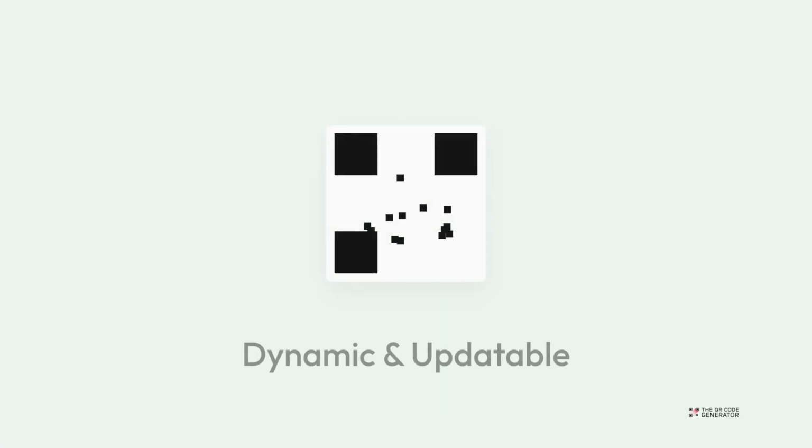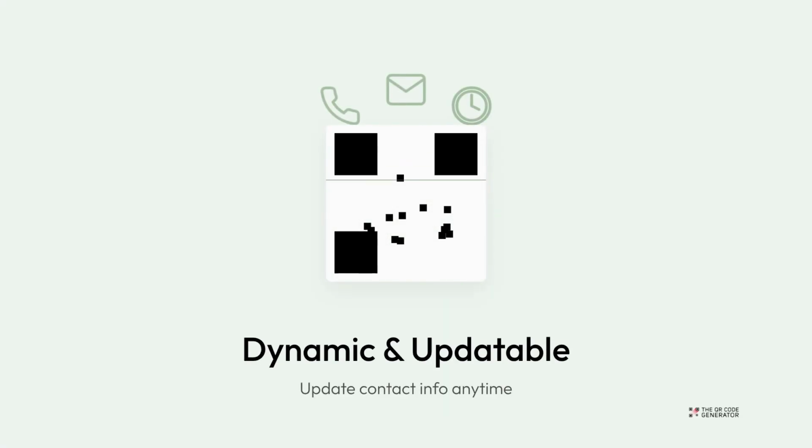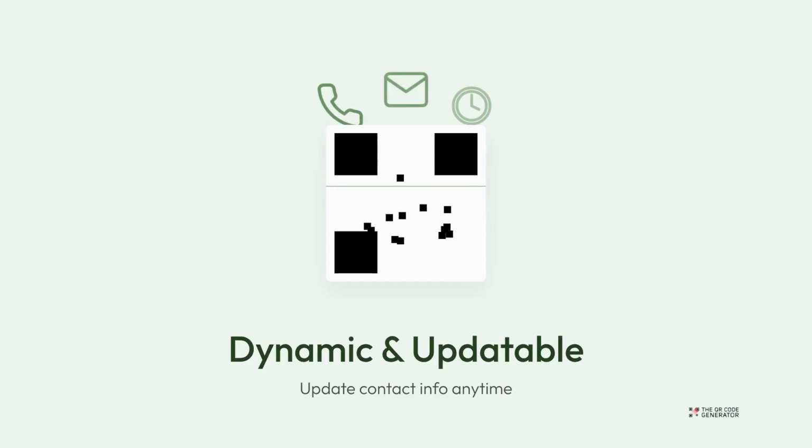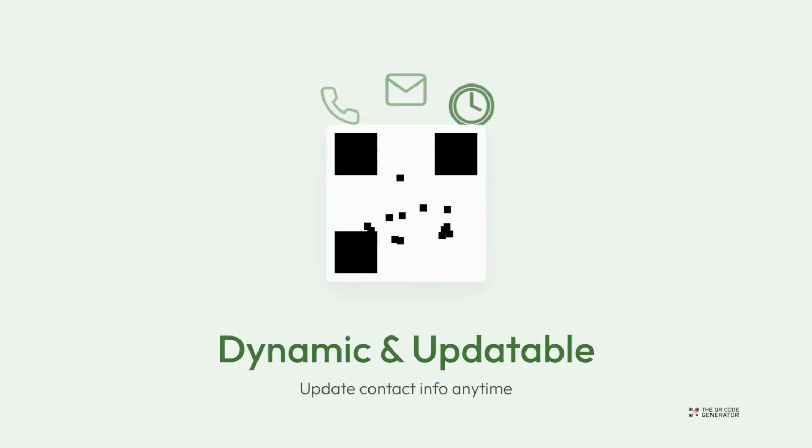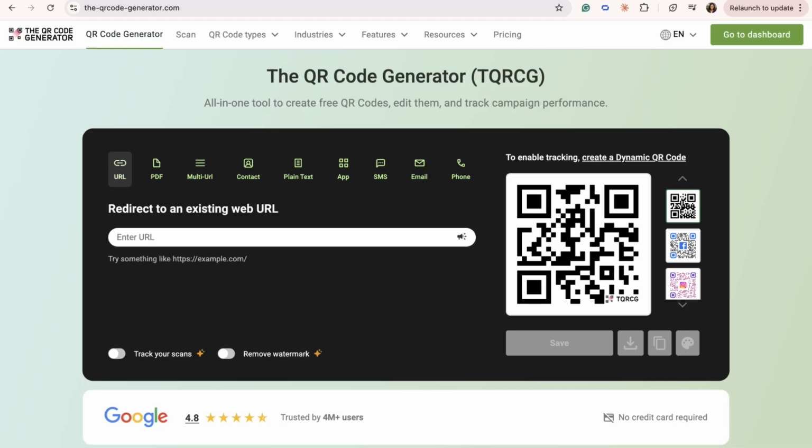If you use a dynamic QR code, you can update your contact information at any time without reprinting a single card. The same QR code that's been on cards you handed out a year ago will still point to your current details. The tool we are using is the QR code generator, or TQRCG.